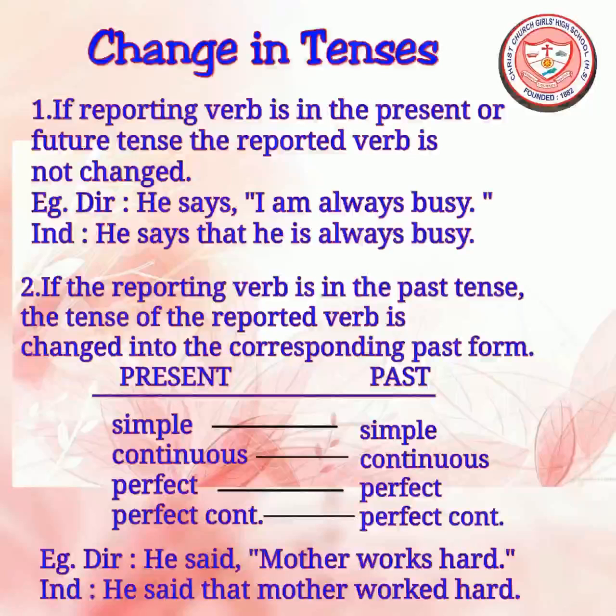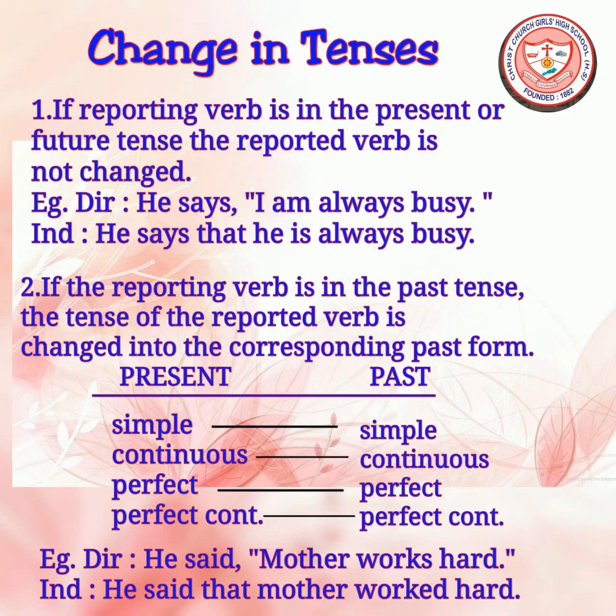Now let's check what changes take place in tense while changing the mode of narration. The sequence of tenses will be: number one, if the reporting verb is in the present or future tense, the reported verb is not changed. For example, direct speech, "He says, 'I am always busy.'" So the reporting verb is in simple present tense. So there will be no change in the reported verb also. And when we change it, we will say or write that he says that he is always busy.